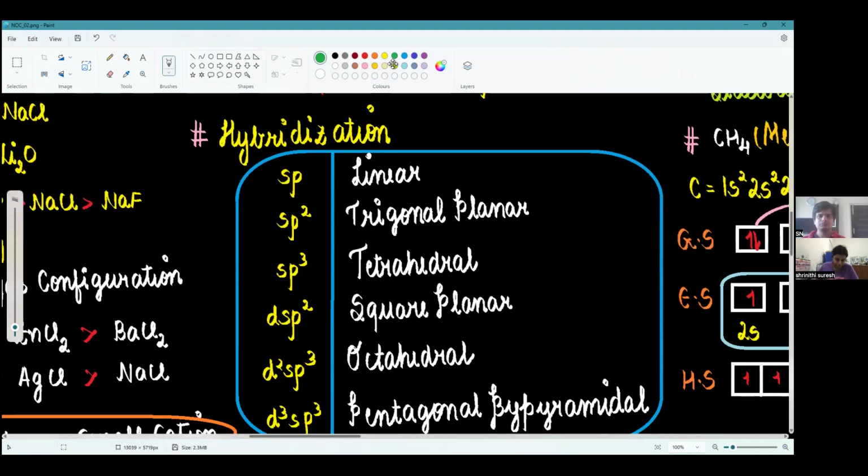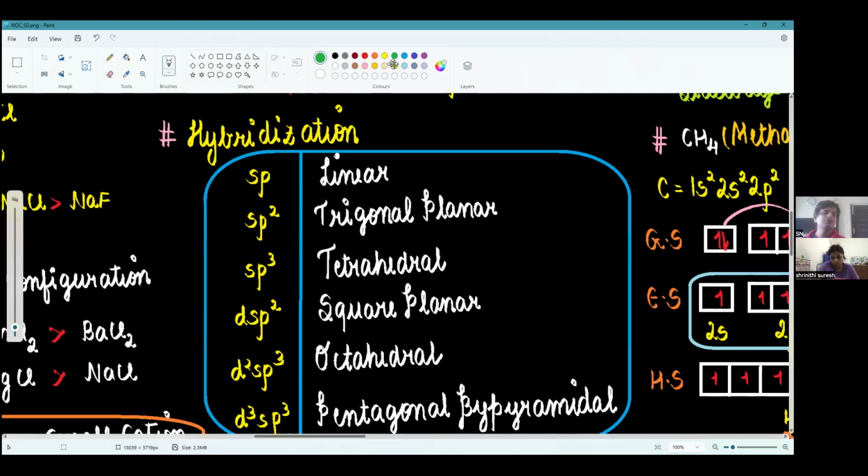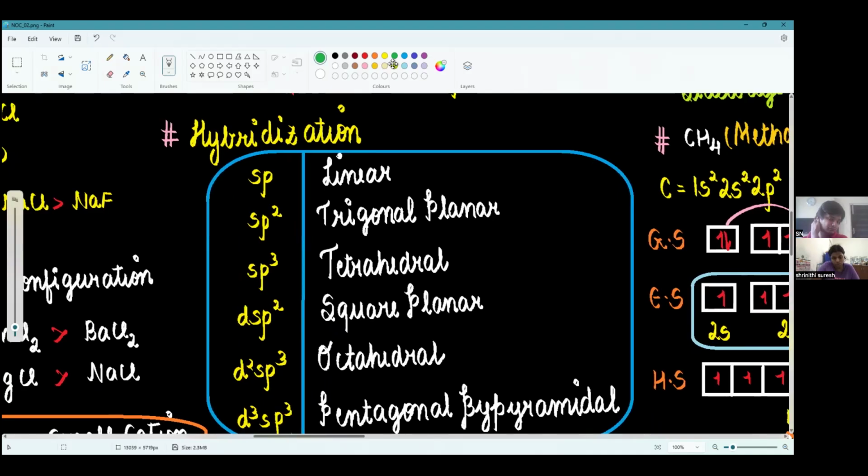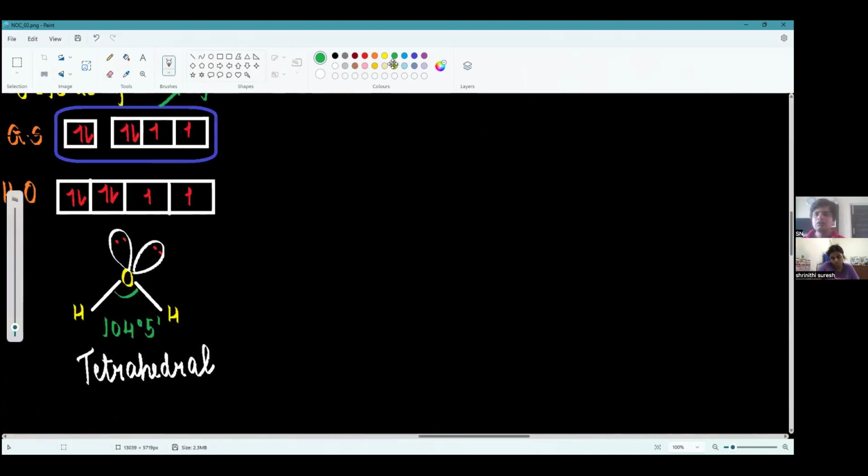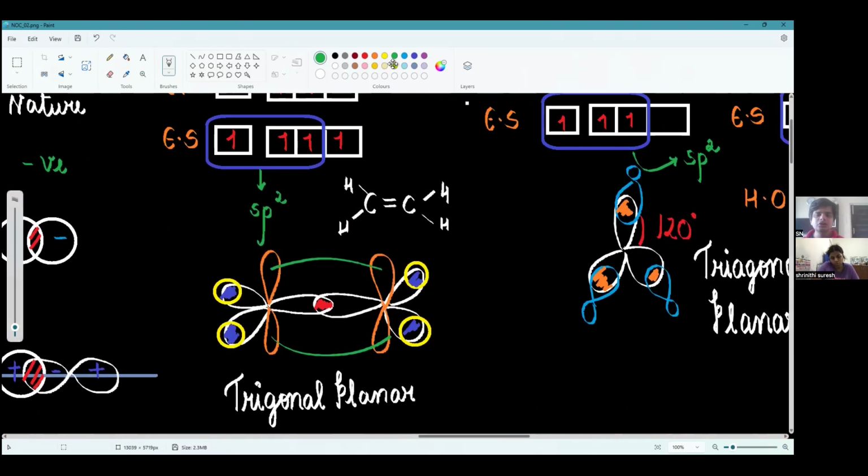It is linear. It's written on the screen. If the hybridization is sp, then the geometry will be linear, correct? Its structure will be linear. Are you able to see on the screen, madam? Yes, sir. So now it will be of a linear geometry.